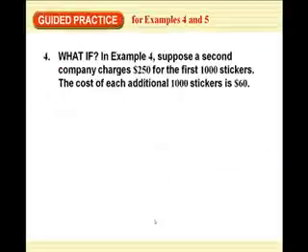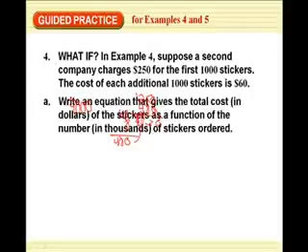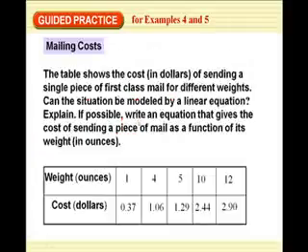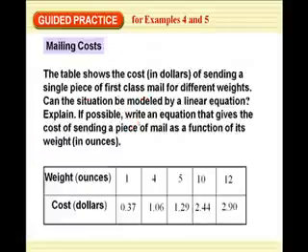So what if the second company charges $250 for the first 1,000 stickers, and each additional 1,000 is more? We're still doing 9,000 stickers, so I would still do this one. I would go $250 for the first 1,000. You need 8,000 more of them, so you need 8 of those, and add that to your $250. $730. They did an equation, but we're going to just solve it. What's the answer? Blank second company. What company would charge you less for the 9,000 stickers? I don't remember what the first company was, but all right, mailing costs.